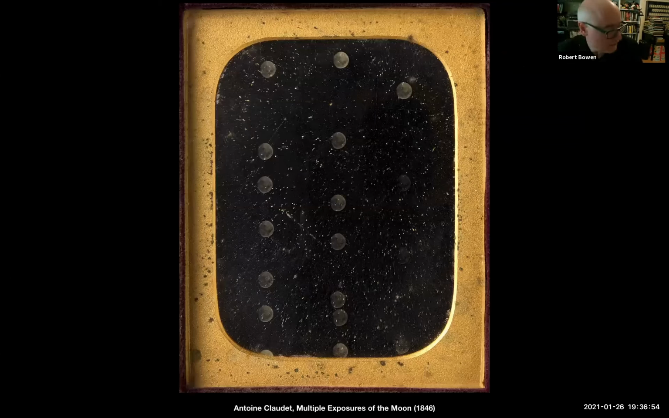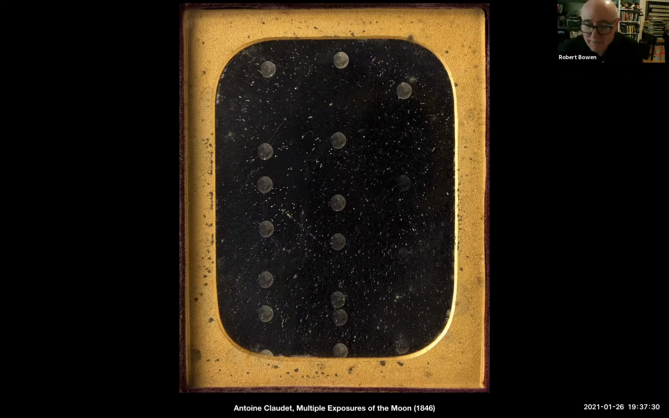Now I'm going to jump to Antoine Claudet, who is a very important figure in stereophotography in particular, but he's also the first person to create, for instance, a panoramic photograph. He's the first person to create the darkroom light. So essentially he invents the darkroom. He also speeds up both Daguerre's process and Talbot's process and makes portrait photography possible. And so he's the first portrait photographer.